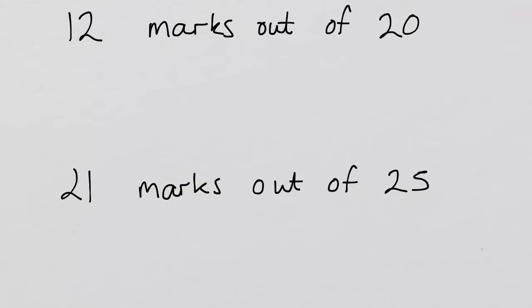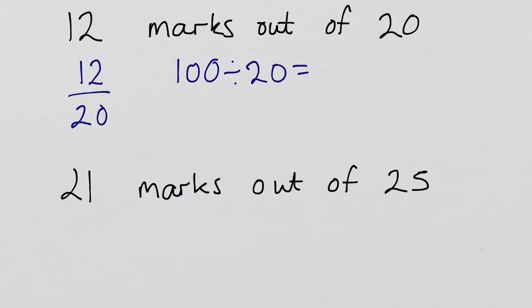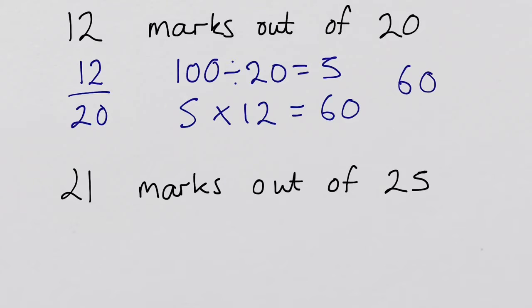If I want to write a sentence and turn it into a percent, so for example 12 marks out of 20, I would first of all write that as a fraction, so 12 out of 20. Now to get that to a percent, I do 100 divided by the bottom, which gives me 5, and I times by the top, so 5 times by 12 is 60, so it's 60%. You can always check that by double checking that 60% of 20 gives you 12. 10% is 2, 50% is 10, so 60% is 12.